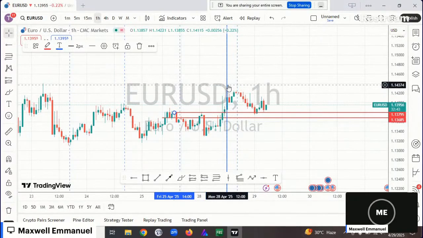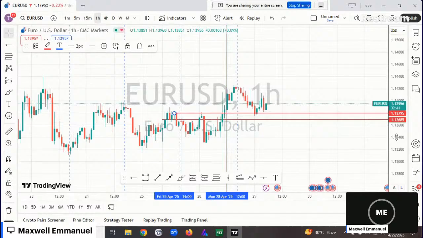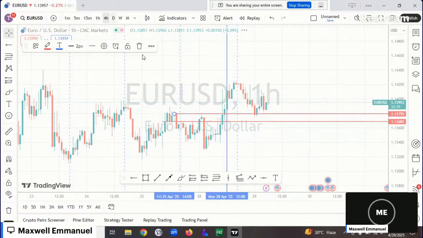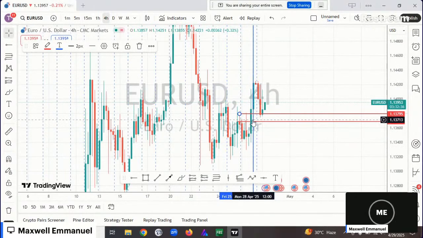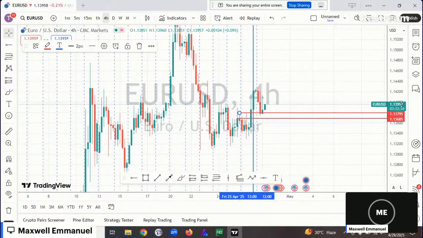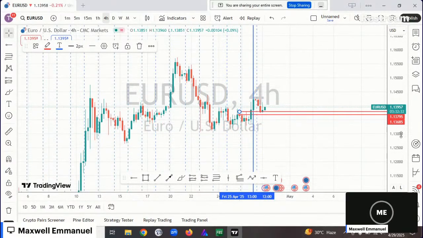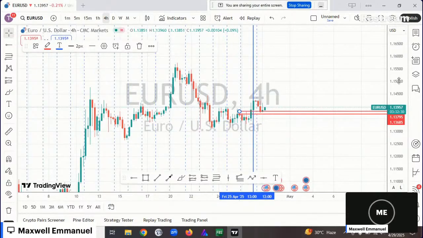Can you see that? On 1 hour, there's no fair value gap. On 4 hour, there is a fair value gap. So that could be the reason price will not come to fill this fair value gap, because on 1 hour there is no fair value gap.